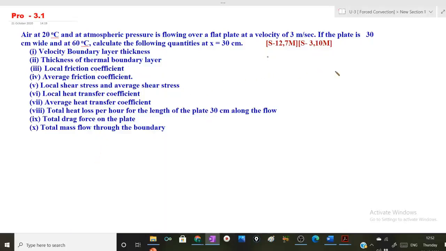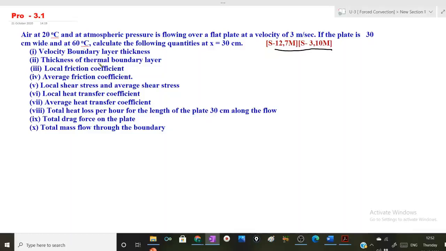So there is a long list of various parameters to be calculated. And this problem was asked in summer 12 and summer 3. So it is an 8 to 9 marks problem. The weightage of this problem is 8 to 9 marks. Okay. So what are the parameters to be calculated?